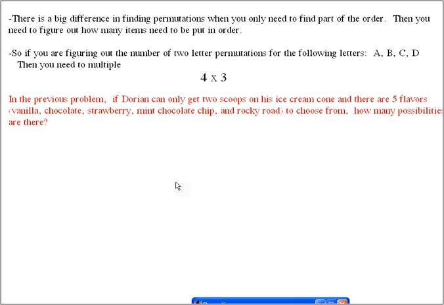So there's 12 possibilities. Now, in the previous problem, if Dorian can only get 2 scoops of the ice cream and there are 5 flavors, then what are you going to have to do? You're going to have to figure out a different way of writing it down. Instead of it being 5 times 4 times 3 times 2 times 1, we just care about the first 2, so it would be like this.